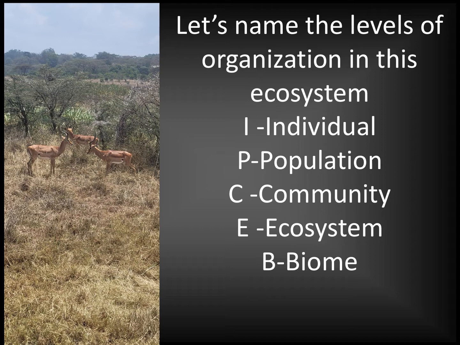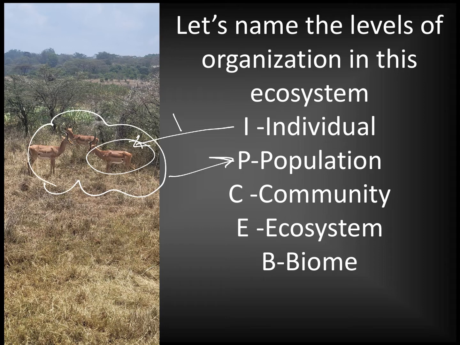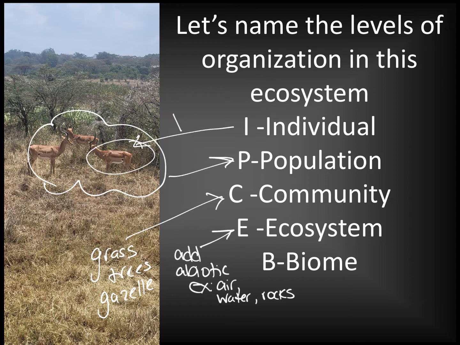For example, I have an individual gazelle, and then I have a population here of 3 gazelles. Within this community, I have several different species. I have a population of grass, a population of trees and bushes, and a population of the gazelle. Within this ecosystem, it has non-living factors also, which would include the air, water, and rocks of the area. And then this particular biome is a savanna biome, which is going to be in Kenya, Africa.